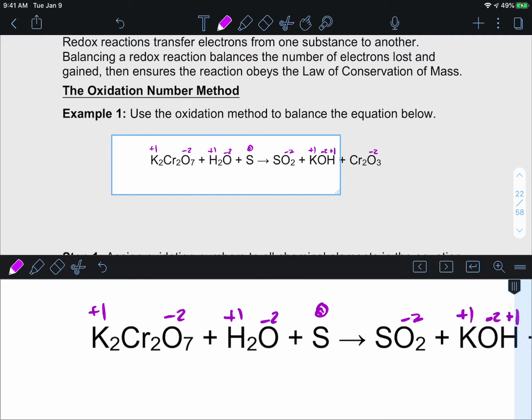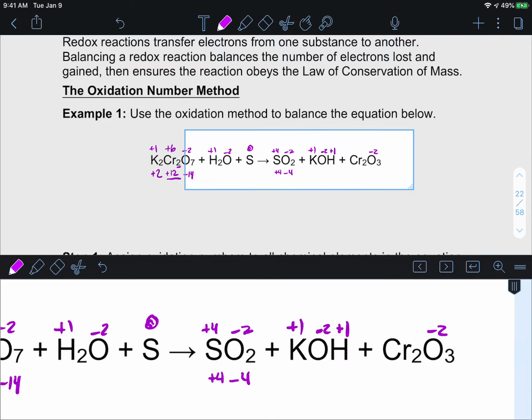Okay, so let's do some math here. We have a -2 times the 7. That gives us -14. We got a +2 from the two potassiums. So how much does chromate have to fill in? What is its missing value here? It is missing a 12, which means dividing by 2, we have +6 for chromium. And then over here on the sulfur side, we have -4 here. So the sulfur here has to be +4.